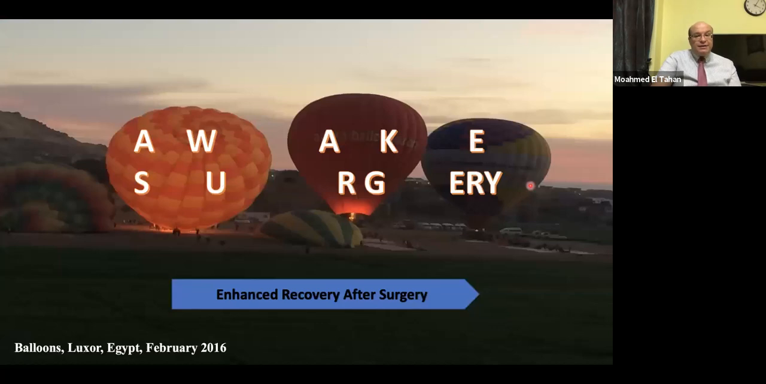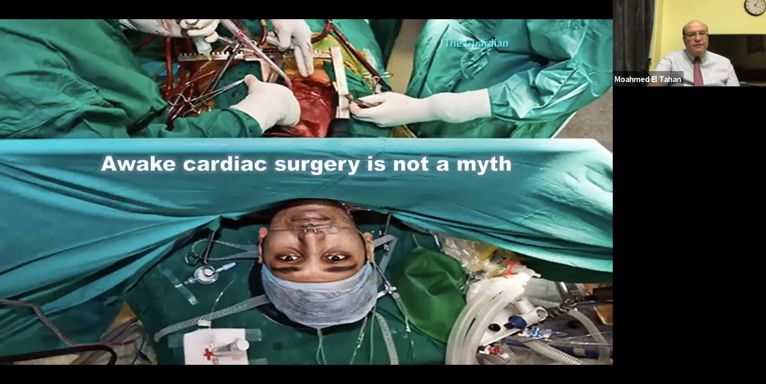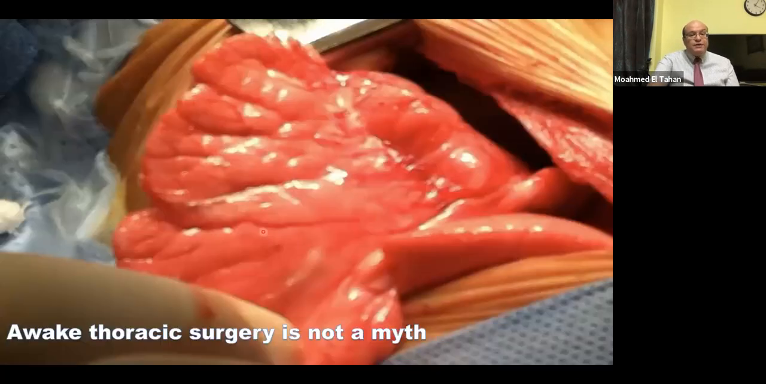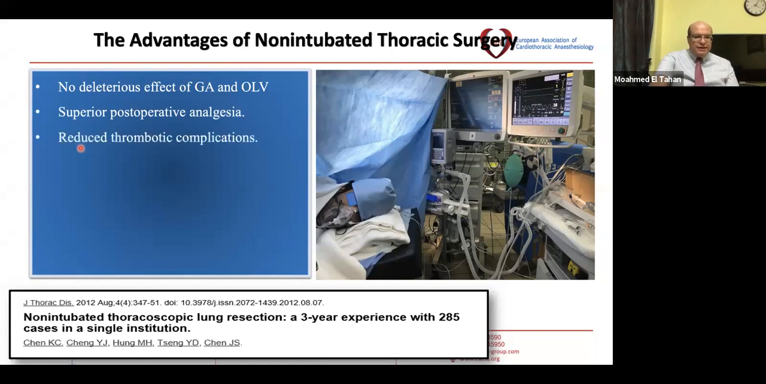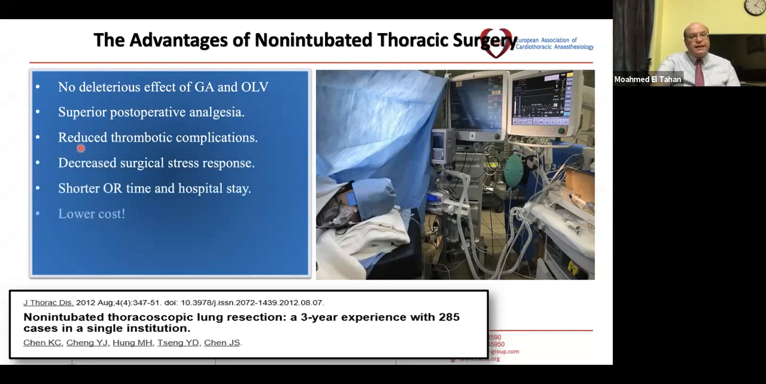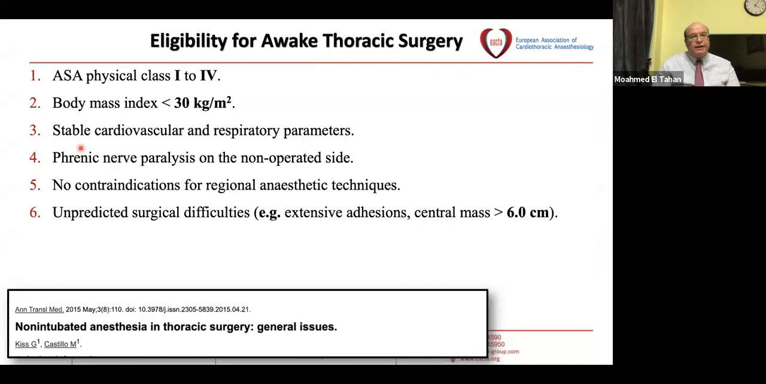Awake VATS is not a myth. We are talking about enhanced recovery after surgery. We have awake cardiac surgery, which is not a myth, and awake thoracic surgery is not a myth as well. This is one of our patients awake during thoracic surgery, spontaneously breathing on face mask. There are no deleterious effects of general anesthesia and one lung ventilation. There is superior postoperative analgesia, reduced thrombotic complications, decreased surgical stress response, shorter operating room time and hospital stay, lower cost, better satisfaction, and comparable mortality rate.